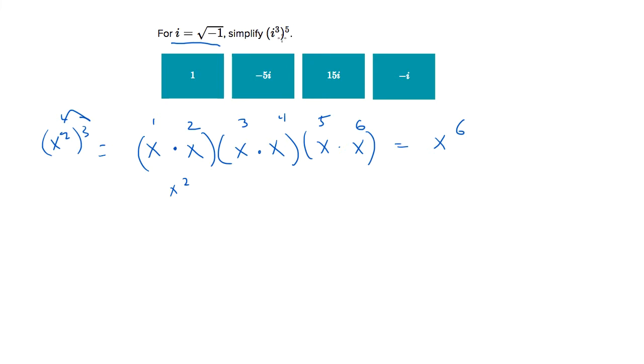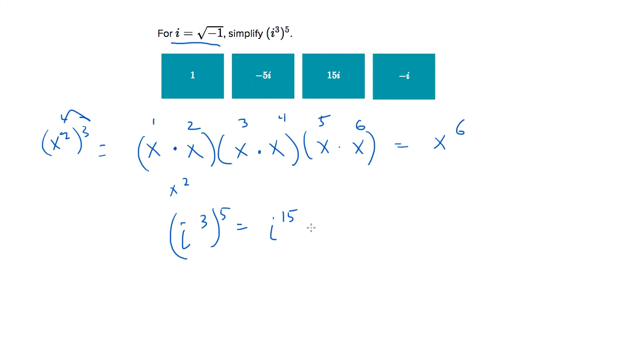So with i to the third all to the fifth, it's actually i to the 3 times 5, which is 15. Okay, so how are we going to simplify this? Well, we could just multiply i by itself 15 times and write it all out. That seems like a pain and unnecessary if you know a little bit about i.